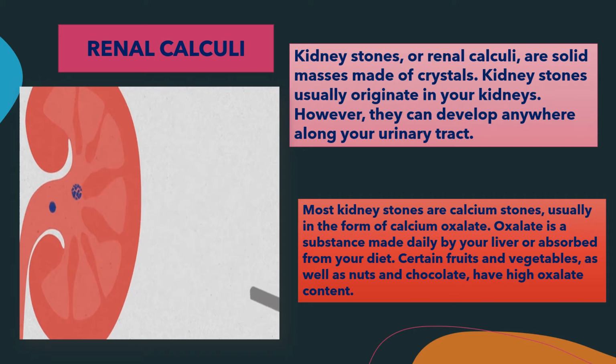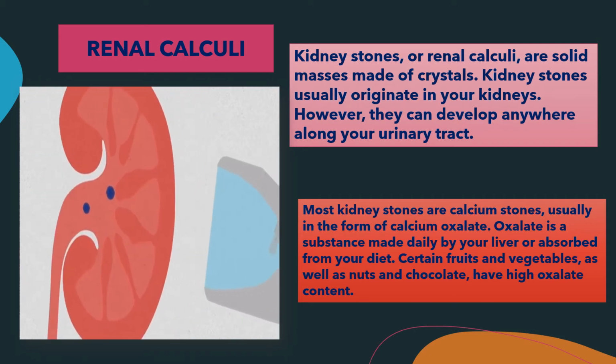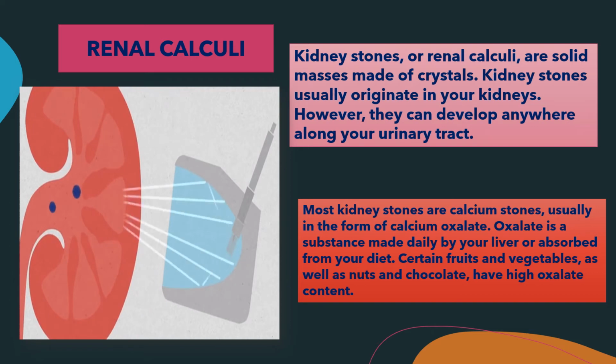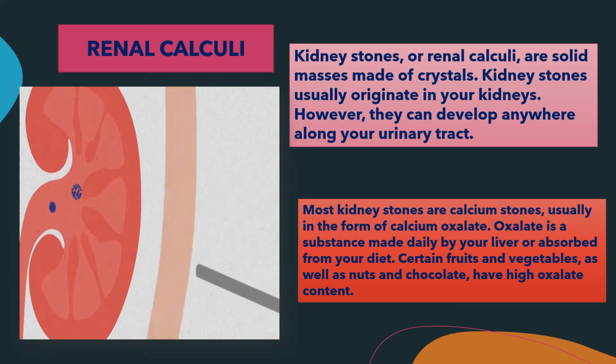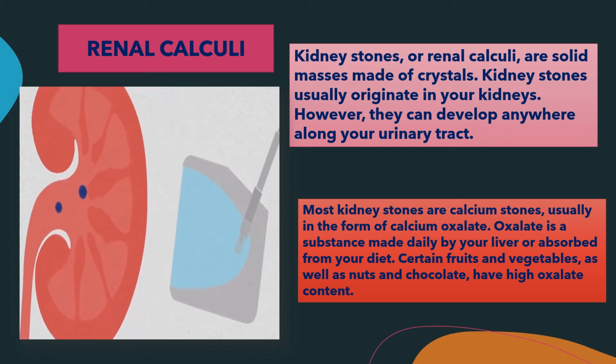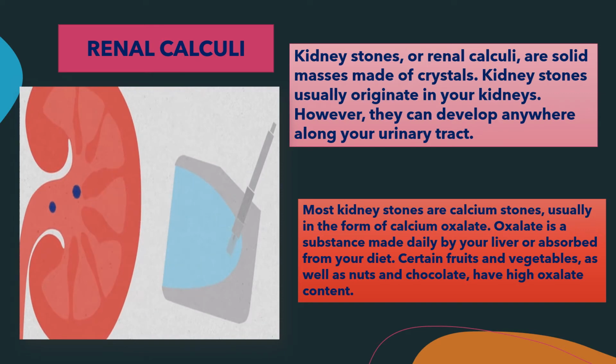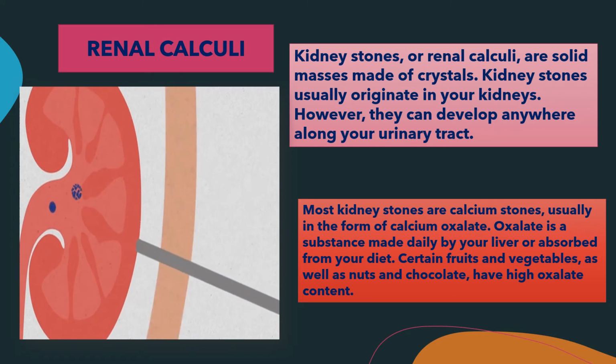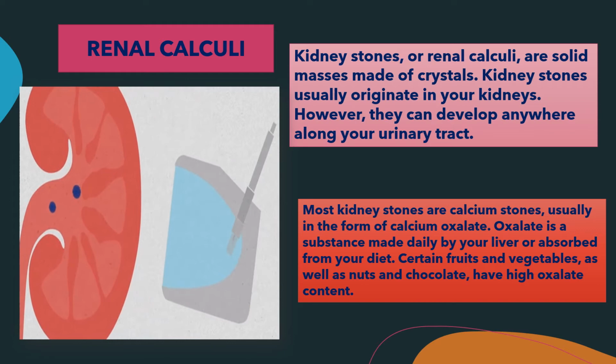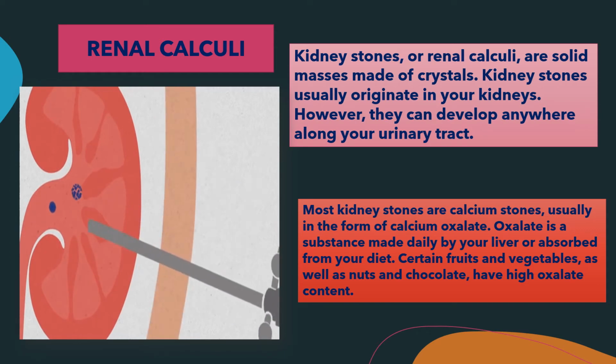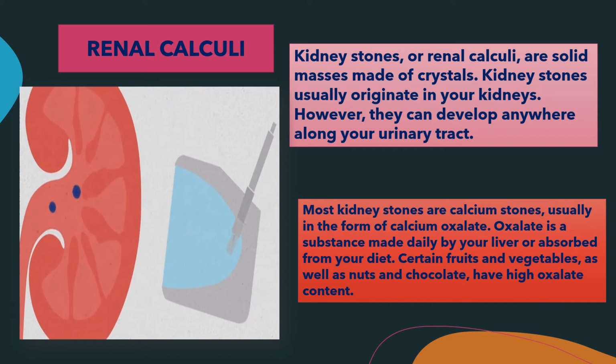Another type of kidney disorder is kidney stones or renal calculi. So, kidney stones or renal calculi are solid masses made of crystals. Kidney stones usually originate in your kidneys. However, they can develop anywhere along your urinary tract, which consists of these parts.